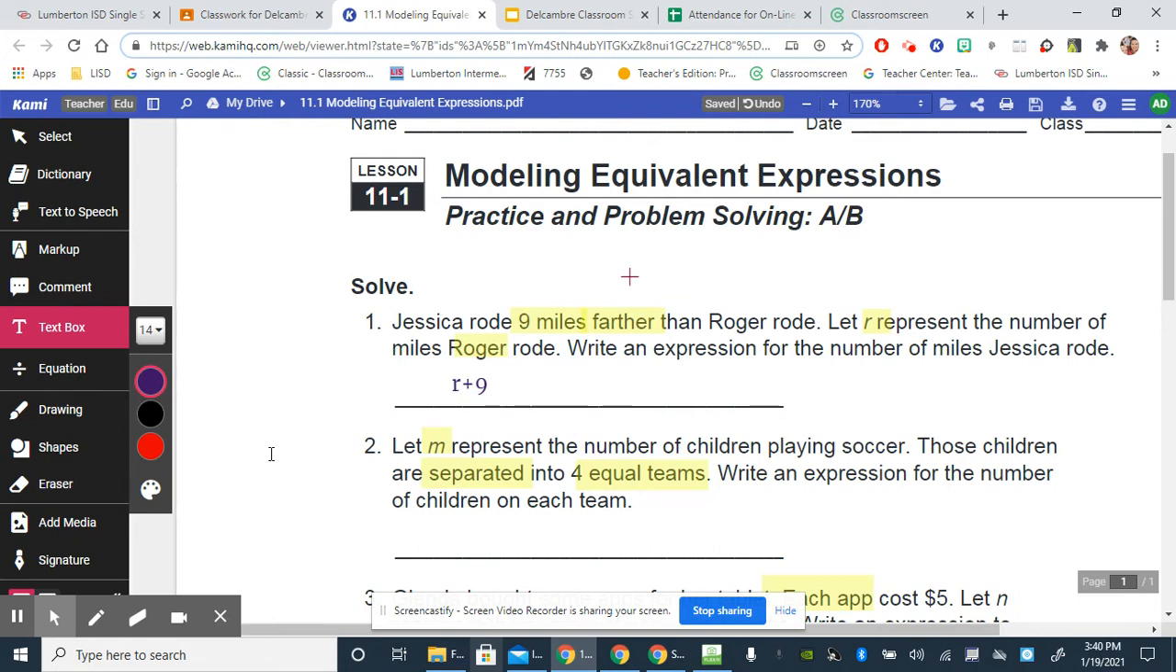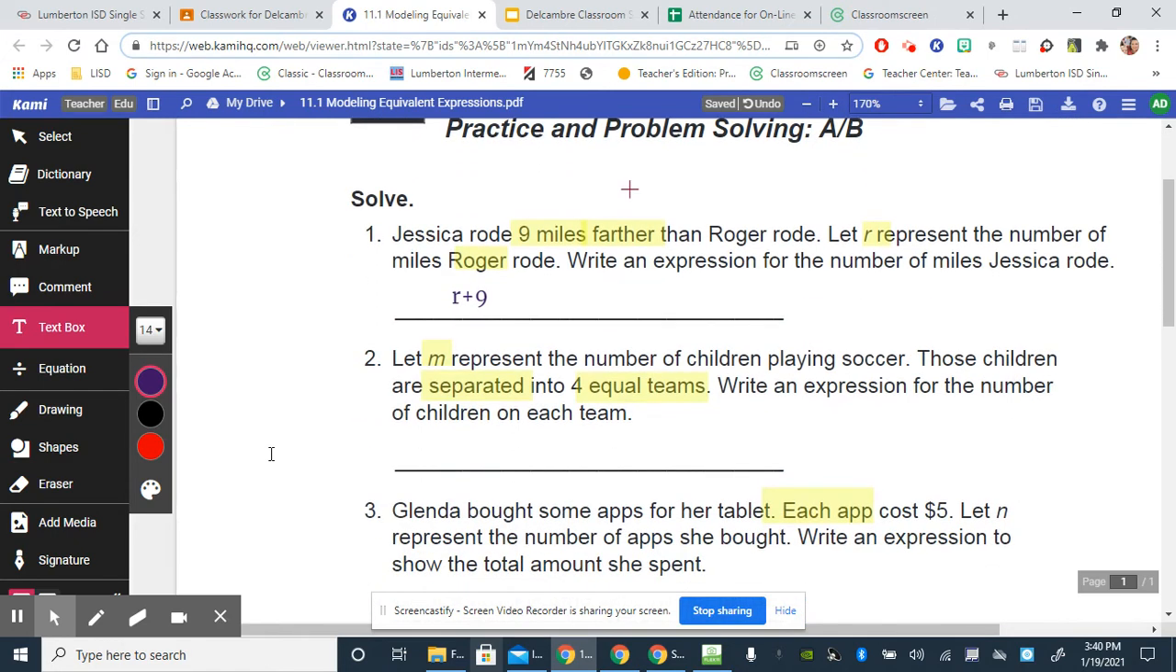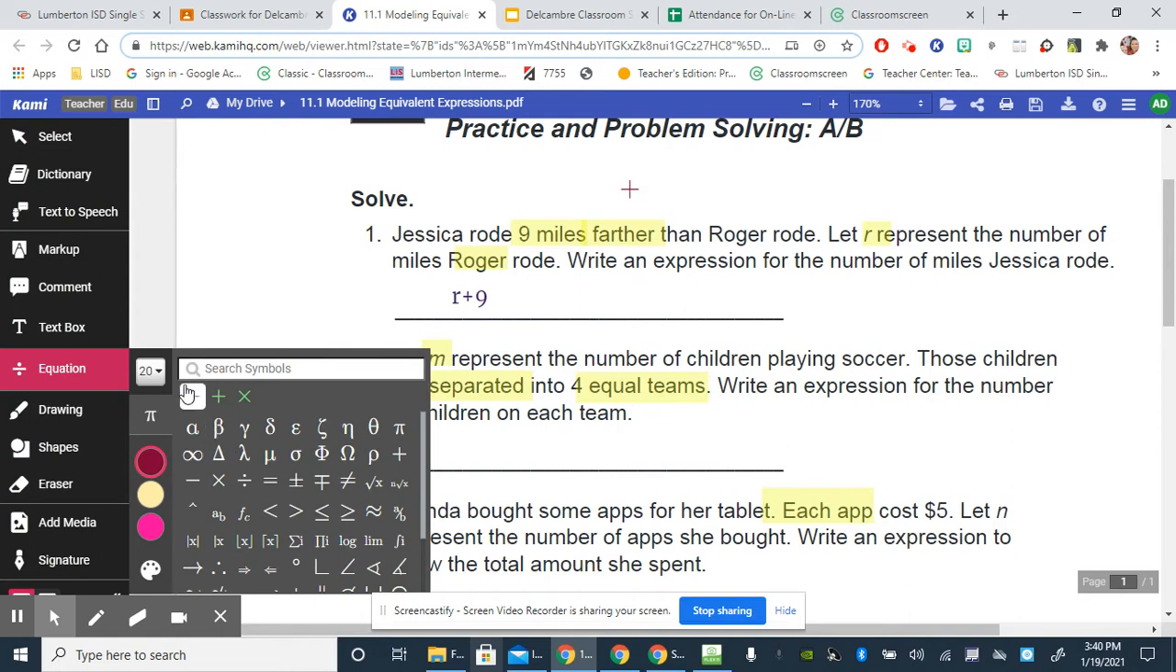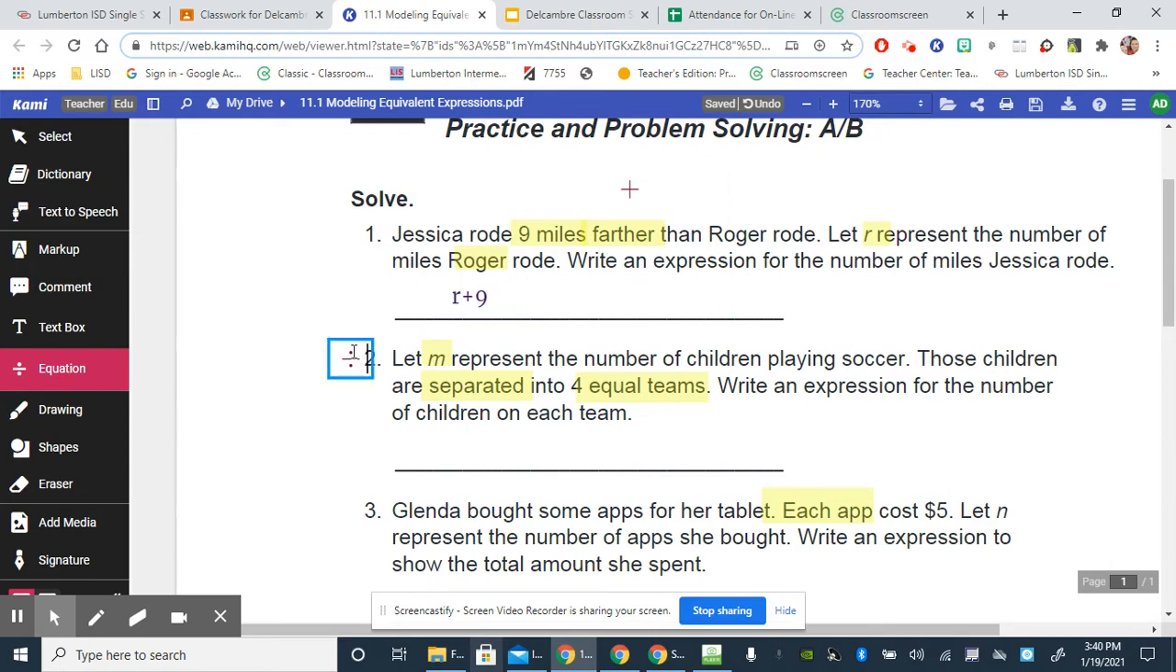Okay, let M represent the number of children playing soccer. Those children are separated into 4 equal teams. Write an expression for the number of children on each team. So we're separating, and separating means division. Okay, so I'm going to put my little symbol right there. Help me remember. So there's my symbol. Come over here. I'm going to just move my symbol down. There we go. So now I'm going to be dividing.